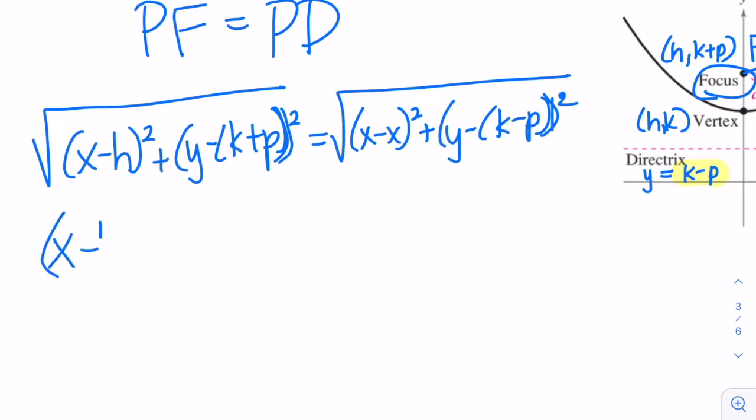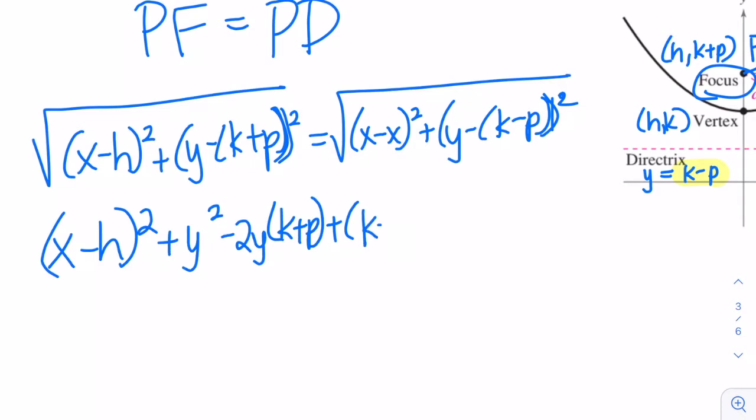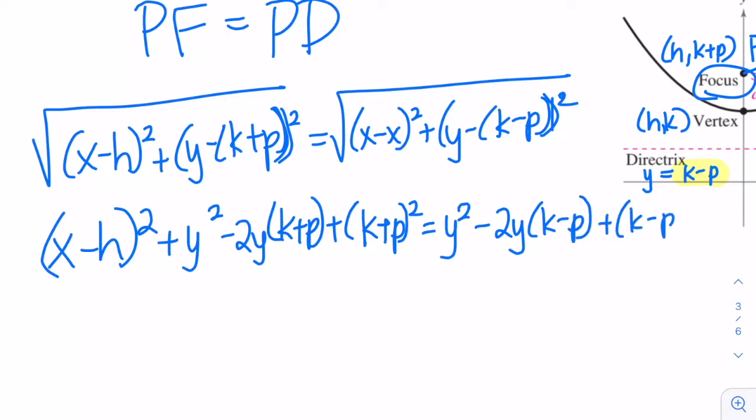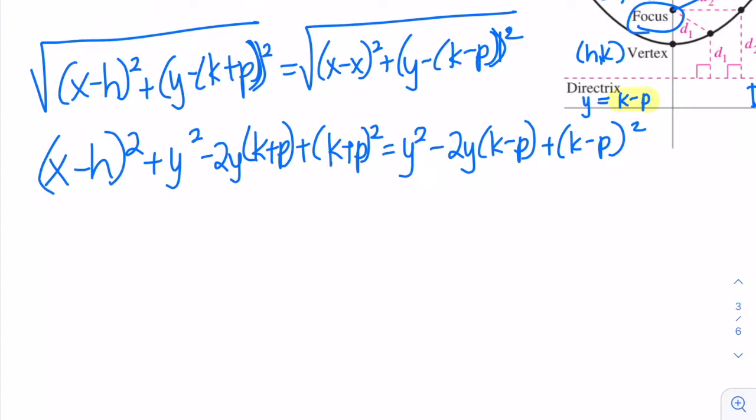I'm going to leave this in the squared form because we know that that's going to be a parabola. So that's y squared minus 2yk plus p squared. That's going to equal y squared minus 2y times k minus p plus k minus p squared. We know right away that the y squareds will cancel, so let's cancel those out. All right, and we'll just have to simplify this a little bit.